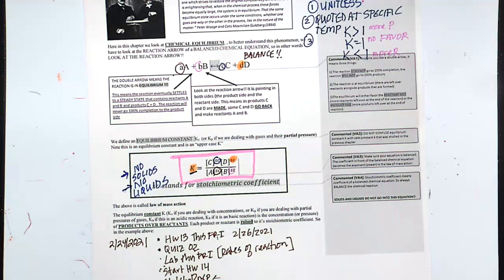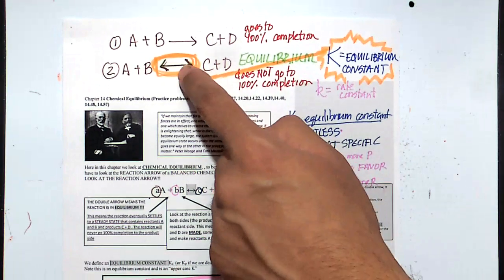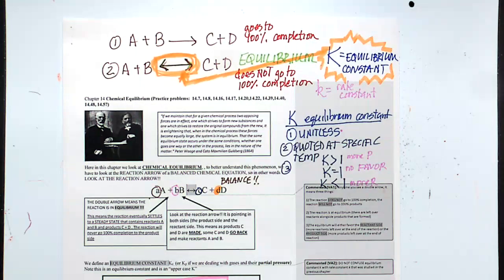So obviously, look for the arrows. If you see back and forth arrows, you're in a reaction that's at equilibrium. It's going to settle. It could even settle 50-50. That would be an equilibrium constant of 1. But some equilibrium reactions settle heavily to one side or the other.